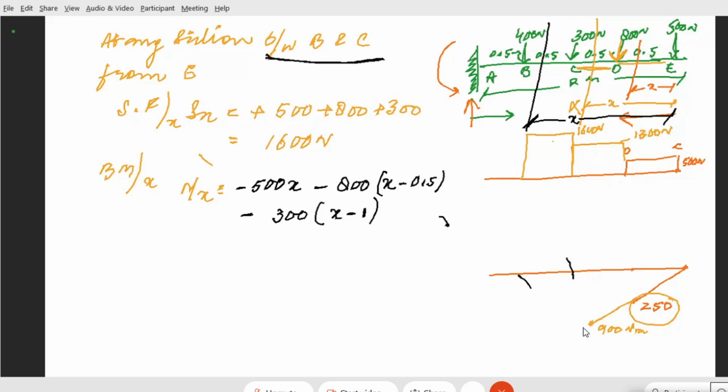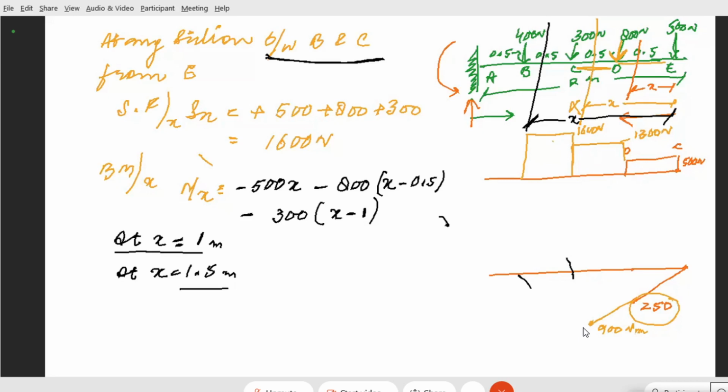And giving the values, at x equal to how much now? We have two end conditions: when x is equal to 1, and again when x is equal to 1.5 meter. Because if you see, the point C is at a distance of 1 meter from E. That is why one extreme end is C, which is at a distance of 1 meter from E, and another extreme end is B, which is at a distance of 1.5 meter from E.